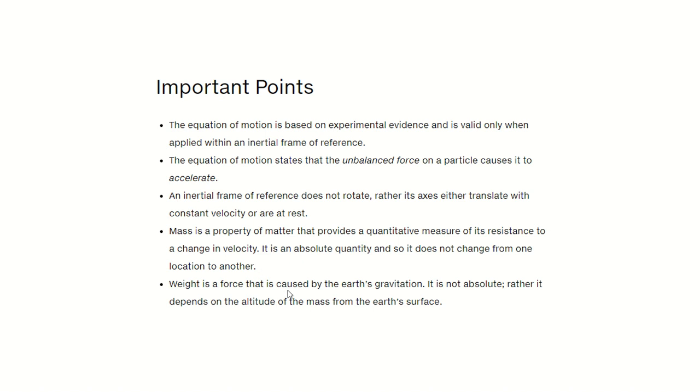Yeah, and that's what it's saying. It doesn't change from one location to another. So your mass is constant. Your weight is a force, of course, when your acceleration is the acceleration due to gravity, which is based on your Earth.